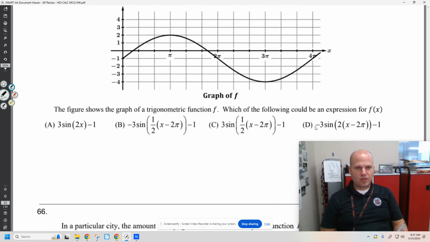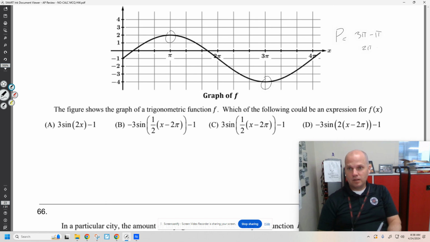All right, this is the same thing. We got all of the amplitudes and the shifts correct. We just need to figure out the period. I could see from a max to a min, that's one way to find your period. You would double this. So I got 3 pi minus pi, which is 2 pi, doubled, which is 4 pi. So my period is 4 pi.